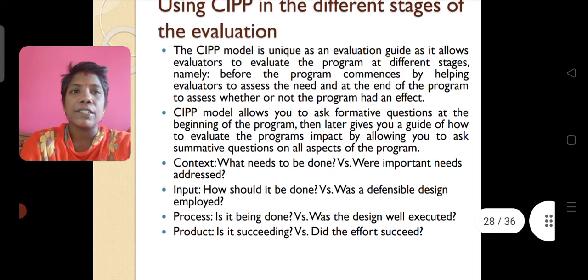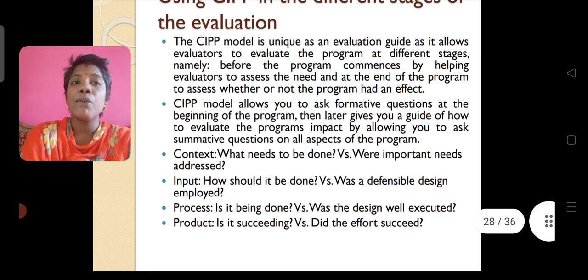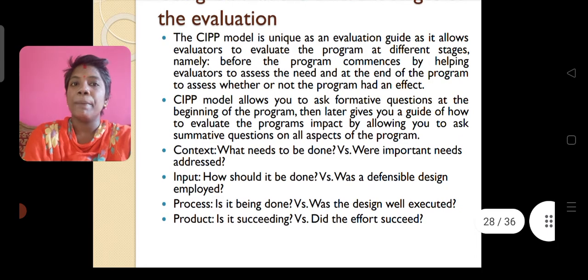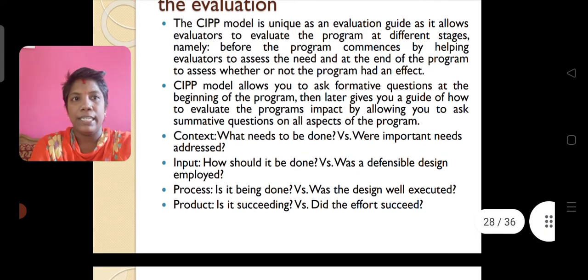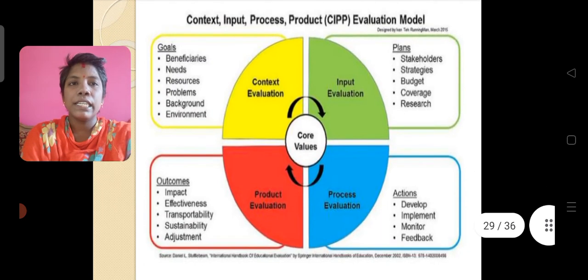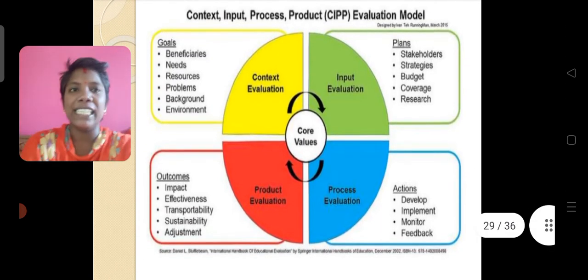The context: what needs to be done. Then input: how should it be done. Then process: is it being done. Product: did it succeed. See, the picture answers the whole CIPP evaluation model clearly.